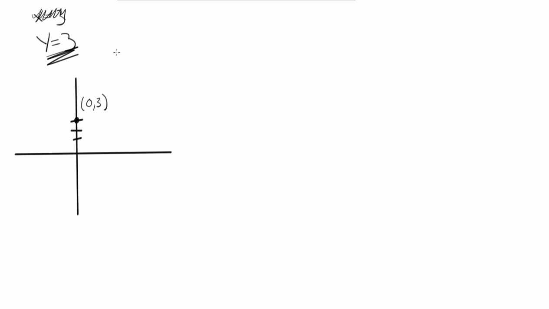Now let's find another point that satisfies the equation y equals 3. How about over 1, 2, and up 1, 2, 3? That point would do it as well, and it has the coordinates 2, 3. But notice the y coordinate of that point is 3, as it should be.